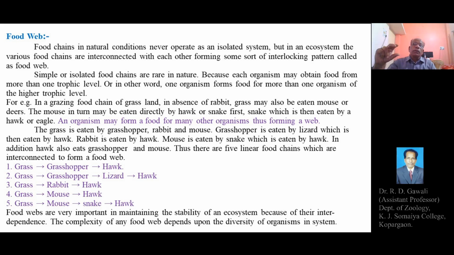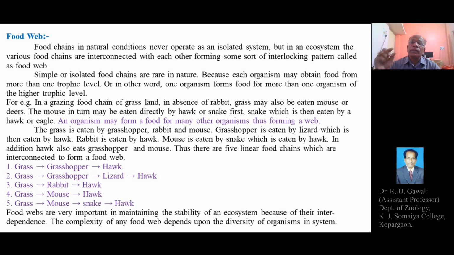It means there won't be an imbalance of a particular species, individuals, or animals. Due to the complex interconnection of the different food chains, there is a balance of each of the species of organisms which may be present at any trophic level of the food chain. So, food webs are very important in maintaining the stability of an ecosystem because of their interdependence.